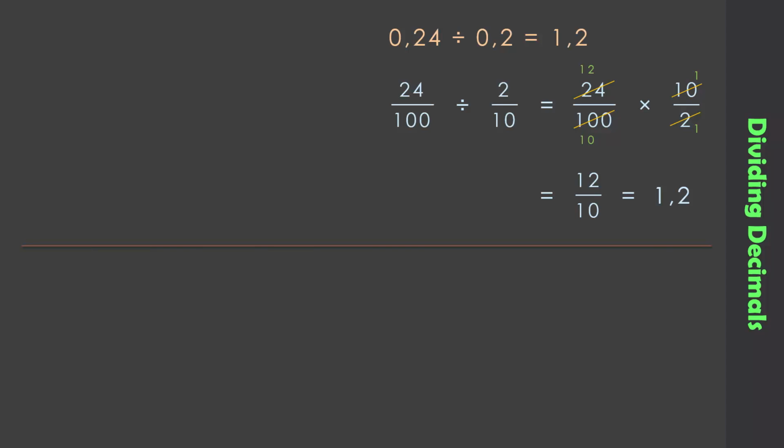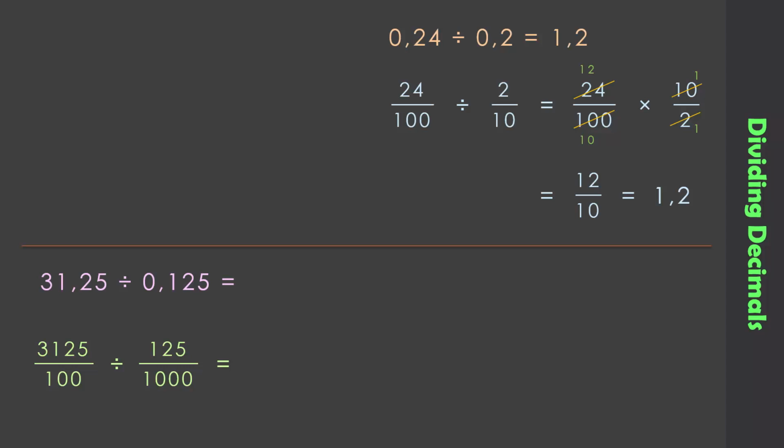Last example. What is 31.25 divided by 0.125? We change each decimal into fraction. 31.25 equals 3,125 over 100. And 0.125, there are 3 digits after decimal point, so the fraction is 125 over 1,000. So the division becomes 3,125 over 100 divided by 125 over 1,000.